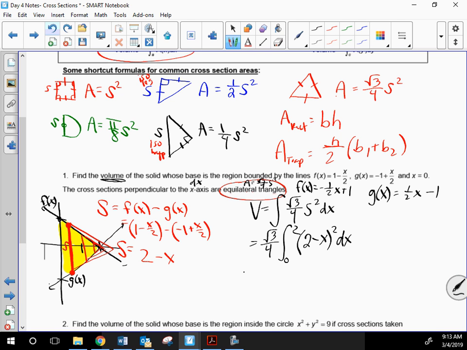Okay, so let's go ahead and do this one by hand. The other ones we do by calculator. All right, let's see. We get 4 minus 4x plus x squared.